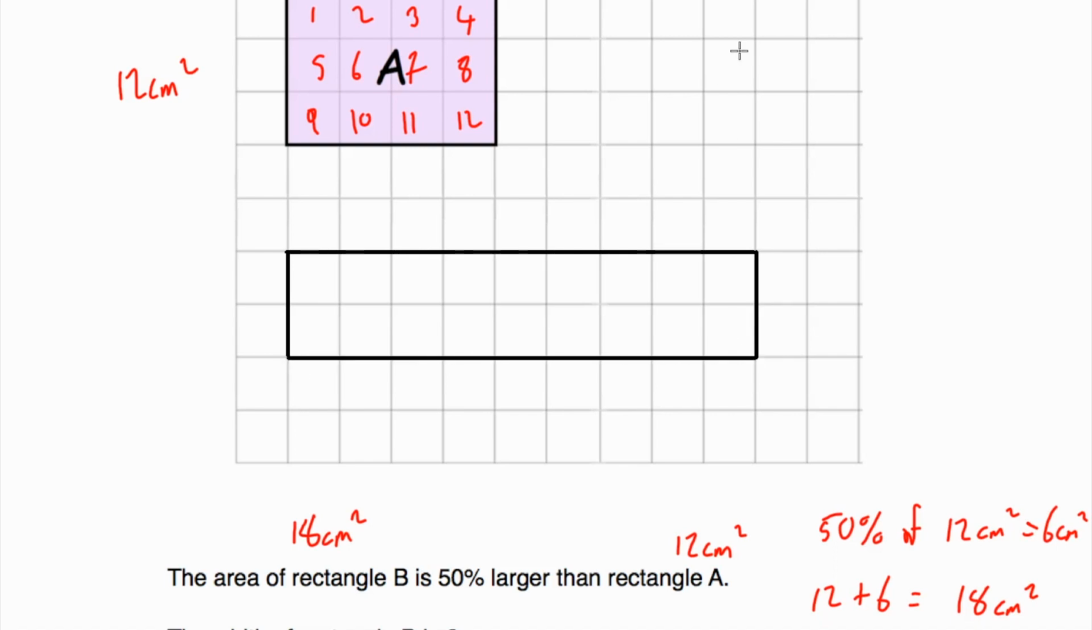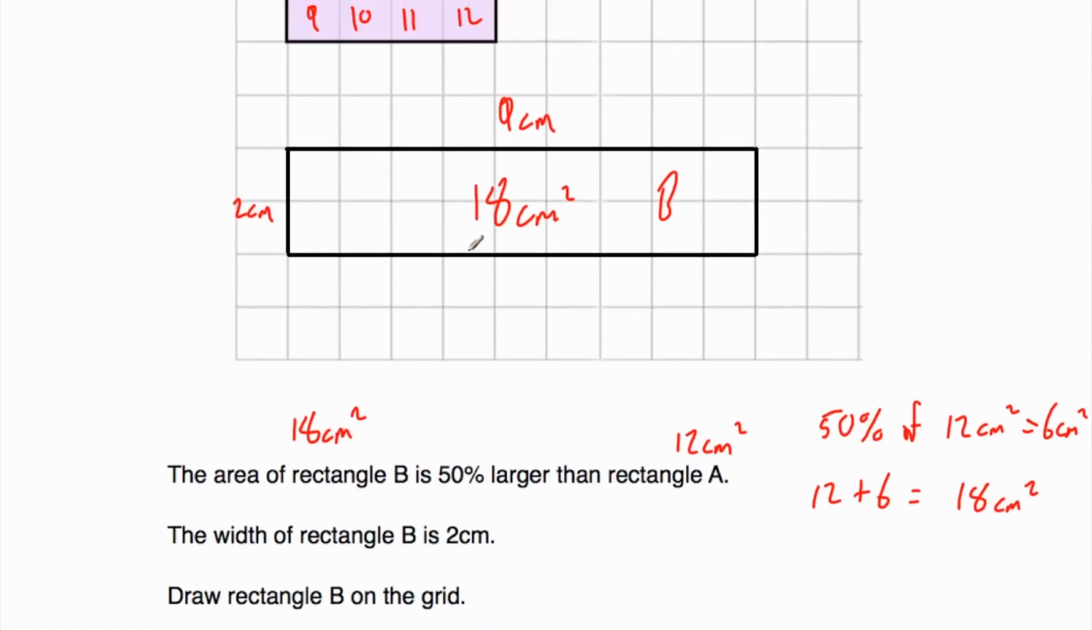So there's rectangle B. And let's just check it. It's got a width of 2 centimeters. It's got a length of 9 centimeters. And if we counted the number of squares inside of it, 1, 2, 3, 4, 5, 6, 7, 8, 9, 10, 11, 12, 13, 14, 15, 16, 17, 18. So it would have an area of 18 centimeters squared, and that's rectangle B. And the question said to draw that on the grid. So we've drawn rectangle B. It's got a width of 2 centimeters, a length of 9 centimeters, and it's got an area of 18 centimeters squared, which is 50% larger than rectangle A. And that's it.